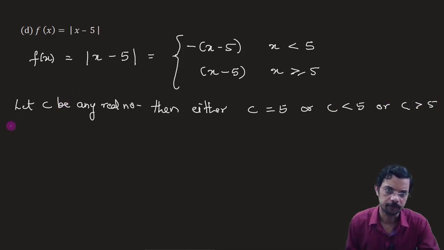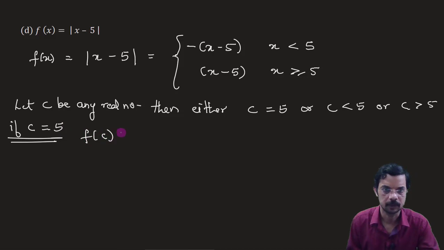Now, if C is equal to 5, this is our first case. If C is equal to 5, what is f of C? f of C is defined from this position, where C is equal to 5. Therefore, it is 5 minus 5, and that is equal to 0.